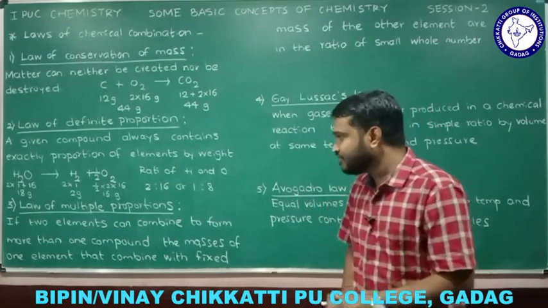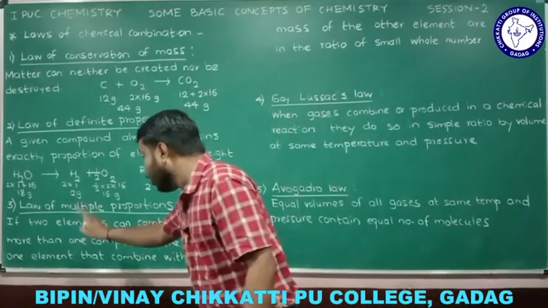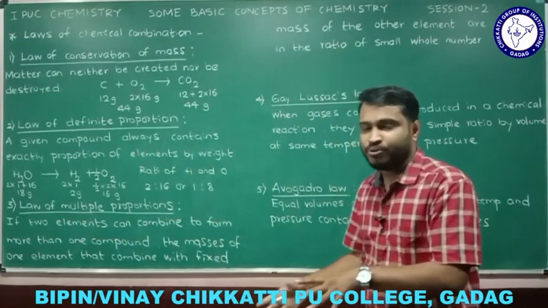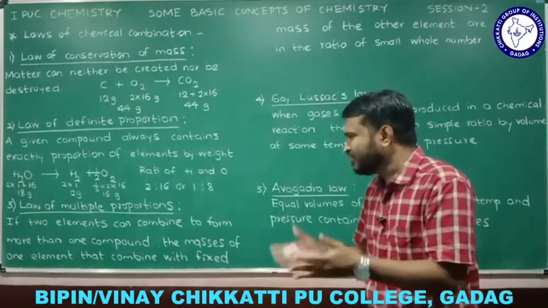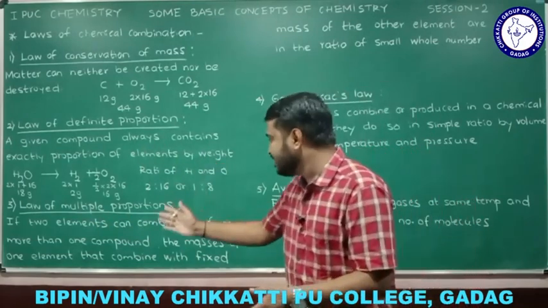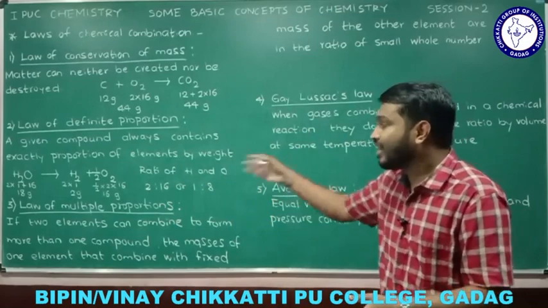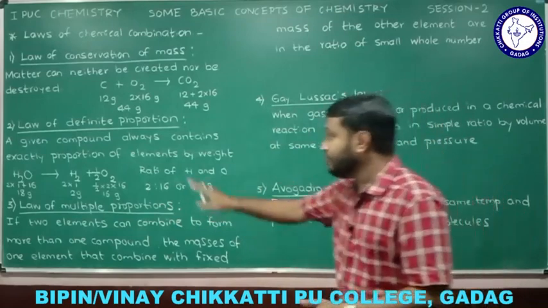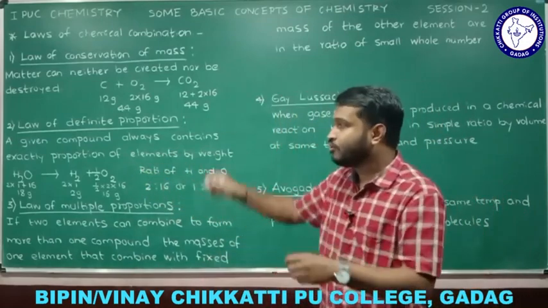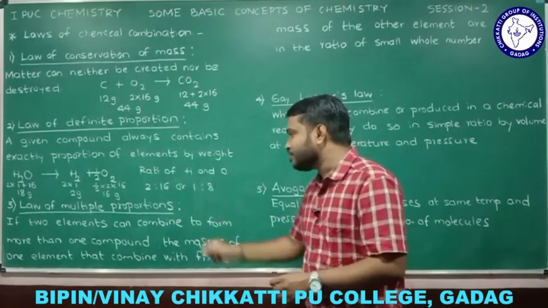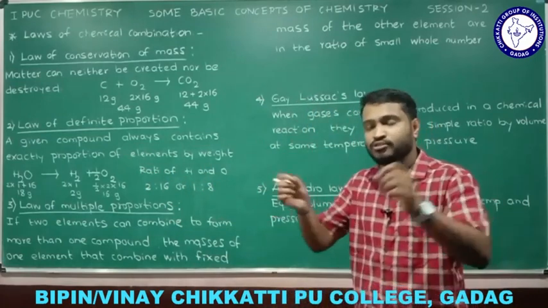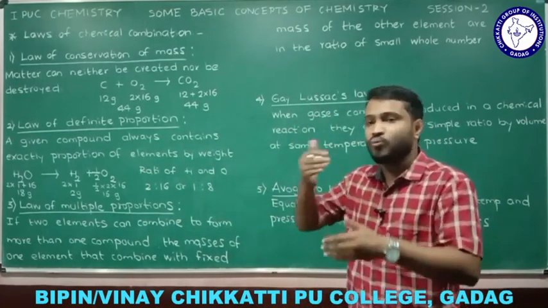The third one we'll see is the law of multiple proportions. We'll see the statement first. If two elements can combine to form more than one compound. In the previous one, two elements combined and you got only one compound. In this multiple proportions, two elements are going to join and you are going to get more than one compound.